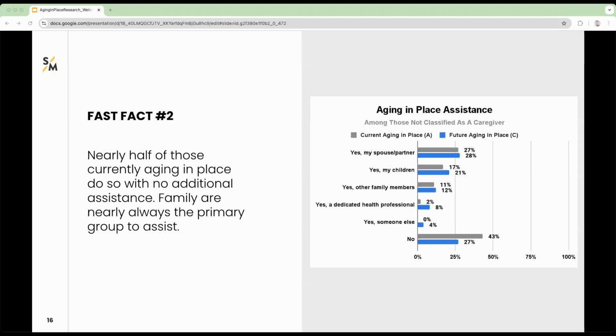Fast fact number two, and this could be a little bit surprising, but nearly half of our respondents in the study who are currently aging in place are doing so without the assistance of a spouse or partner, children, or another family member. Now, for those that do have someone by, spouses, children, and other relatives are expected to be the ones doing that assistance for those who are aging in place.